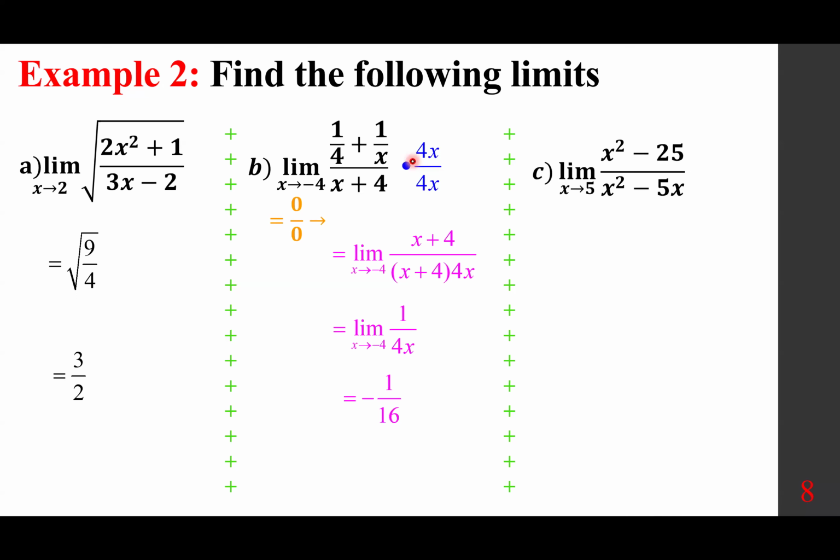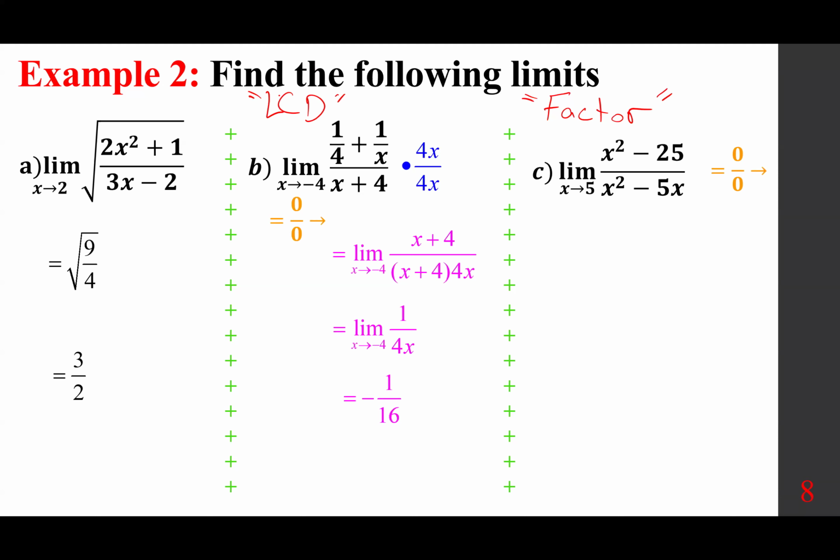What about this one? The limit of x squared minus 25 over x squared minus 5x as x approaches 5. If you plug in, you get 0 over 0, also indeterminate. And because this is a rational function, the technique is to factor. Over here, it was LCD.